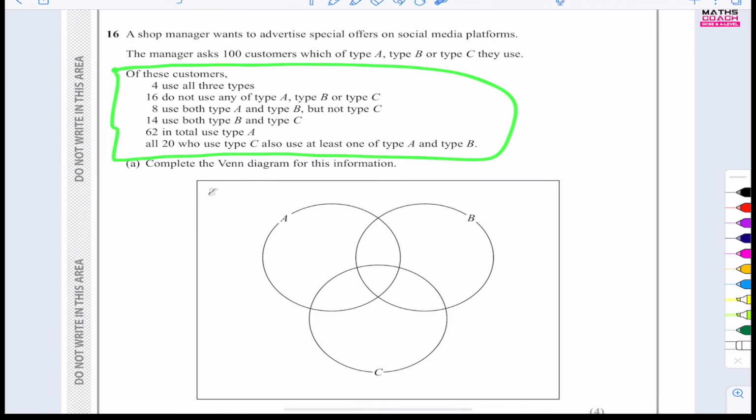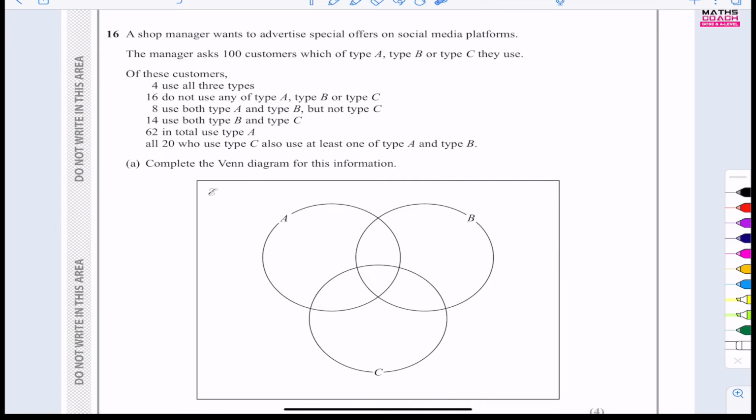This is the information that we're going to use to fill in our Venn diagram. So the first one, it says 4 use all 3 types. That 4 will go right in here. Okay, so that's right there, 4. So that's done. Then it says 16 do not use any type of A, B, or C. That means 16 people are not inside these circles. Where are they? They are outside, right there.